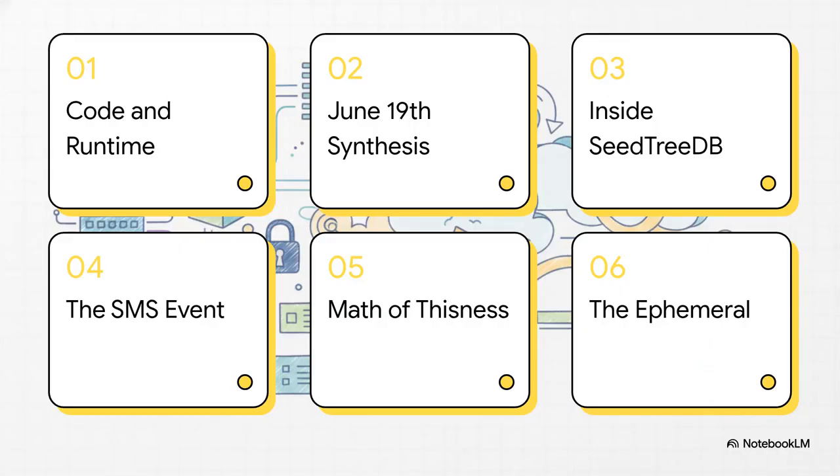Here is a quick roadmap of where we're headed. 1. The code and the runtime. 2. The June 19th synthesis. 3. Inside the seed tree DB. 4. Triggering the SMS event. 5. The math of thisness. And finally, synthesizing the ephemeral.